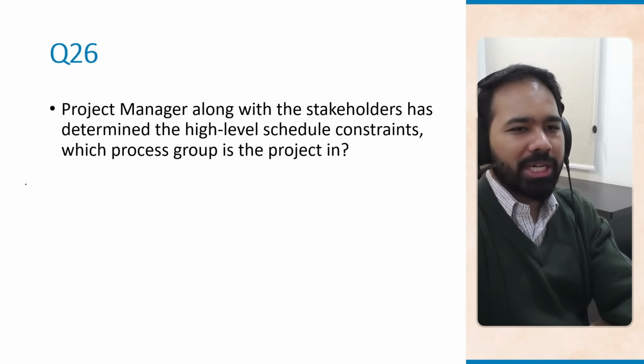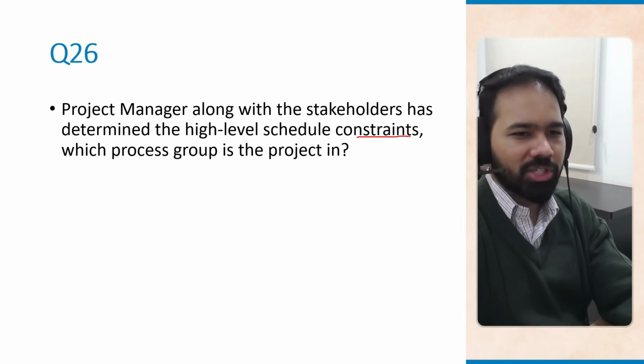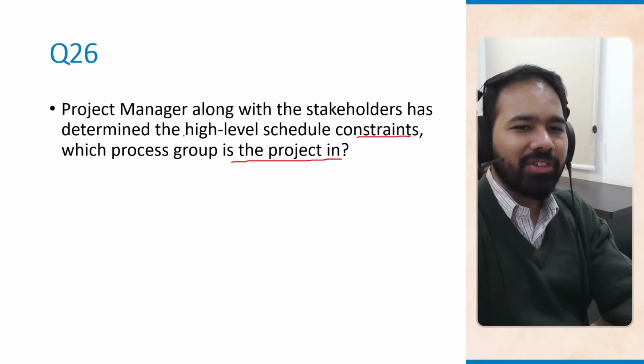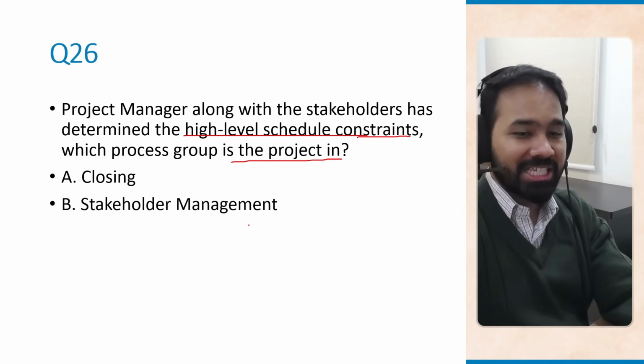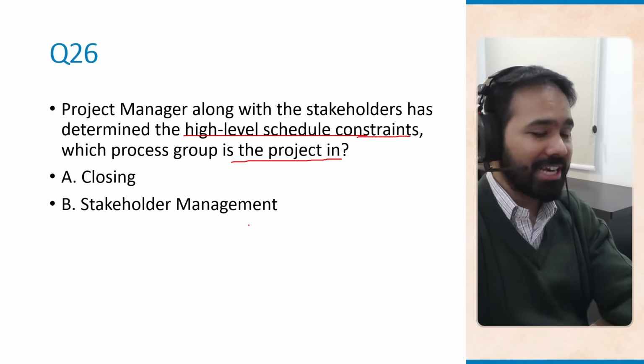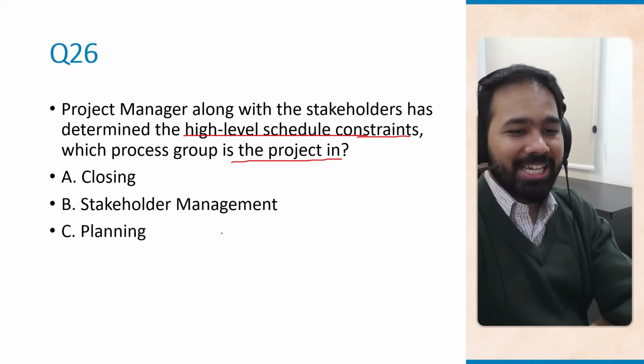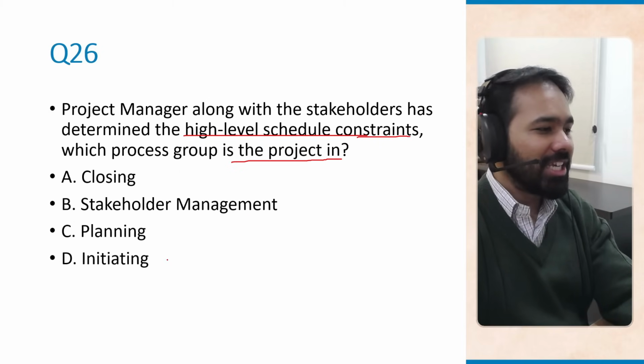Okay, question number 26. The project manager, along with stakeholders, has determined the high level schedule constraints. Which process group is the project in? So, what has the project manager, along with the stakeholders, done here? They have determined the high level schedule constraints. Is this done in the closing process group? Is this done in the stakeholder management process group? Is that even a process group? Is this done in planning or is this done in initiating?